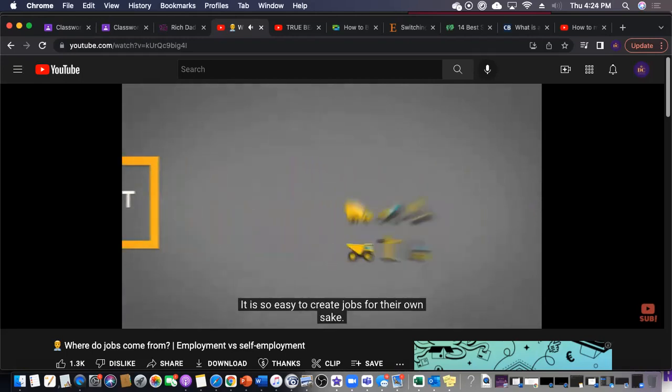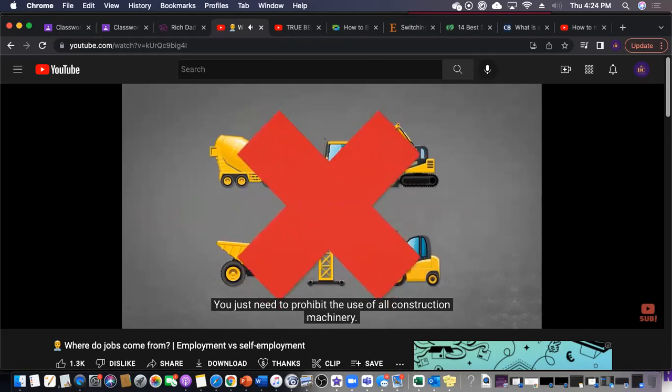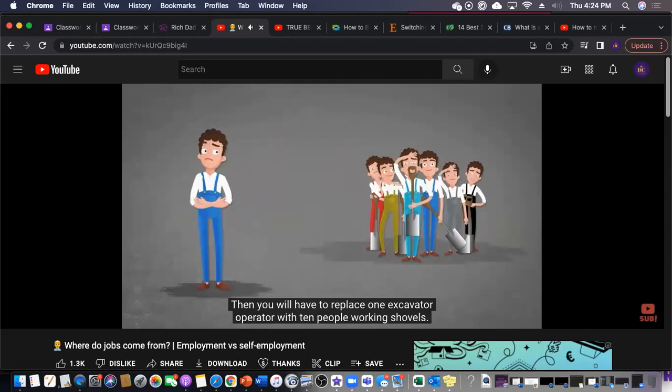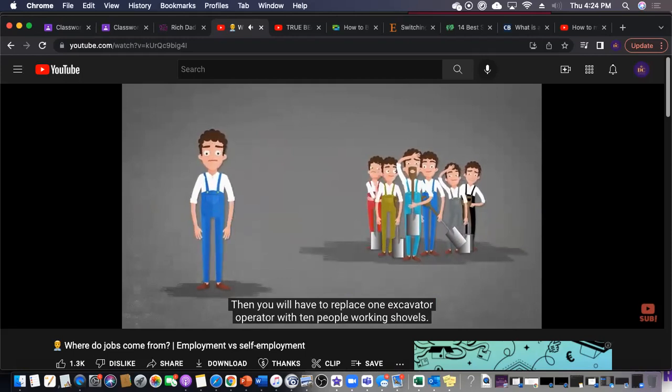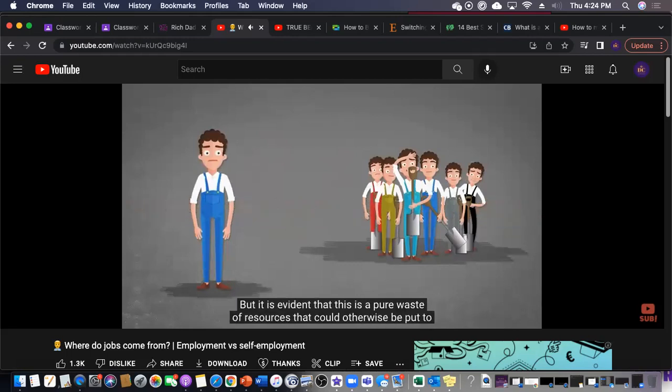It is so easy to create jobs for their own sake. You just need to prohibit the use of all construction machinery. Then you will have to replace one excavator operator with 10 people working shovels. You can also spend millions of taxpayers' dollars on workers who will dig trenches and then more millions on other people filling those trenches up. But it's evident that this is a pure waste of resources that could otherwise be put to a good use. All work is futile unless it adds value.